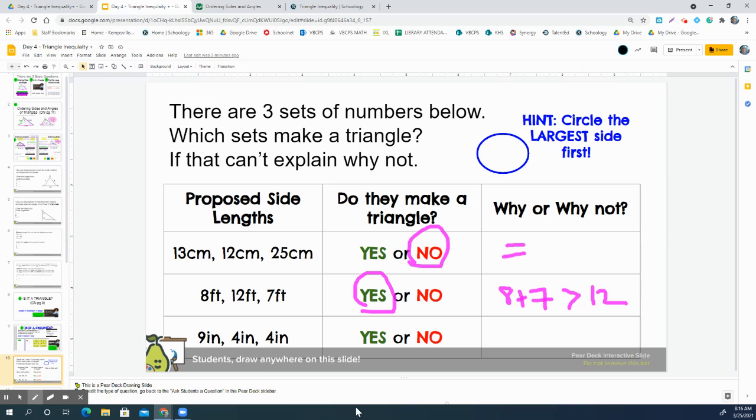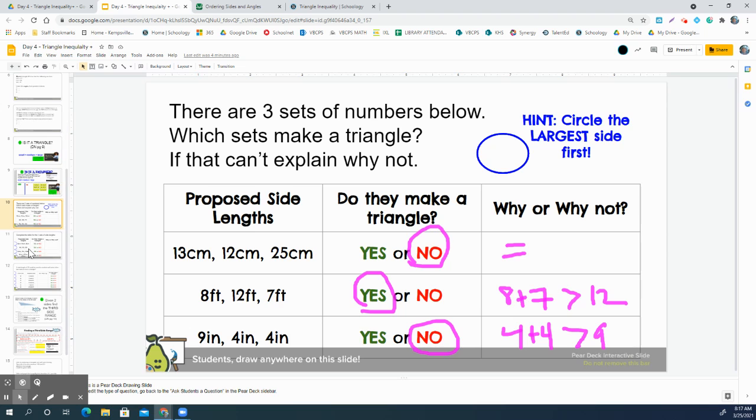What about 9, 4, and 4? Why no? Awesome. A lot of people fall into the trap, and you guys don't seem to be doing that, of just adding the first two numbers. Make sure you're really looking for small, medium, and large, okay? They're not always going to be in the same order.